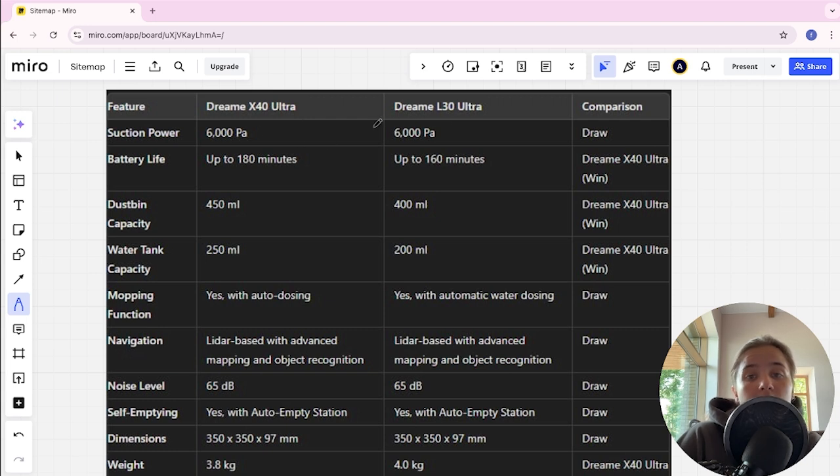Let's start. Suction power here, it's a tie. Battery life: up to 180 minutes and up to 160 minutes. And the X40 here is the winner.